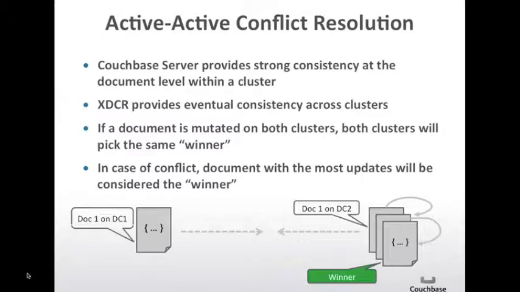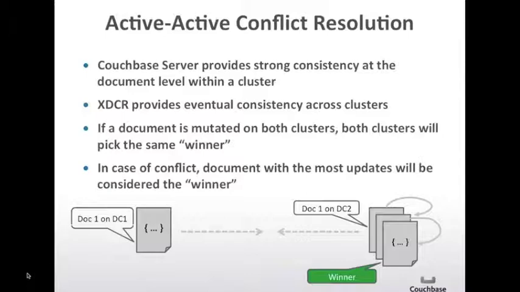So to avoid this, we have other metadata information. We have internally maintained something called sequence number, cache value, and revision ID, and the cache value is nothing but the Unix timestamp. We have other metadata information to do the conflict resolution and pick the winner between the clusters.